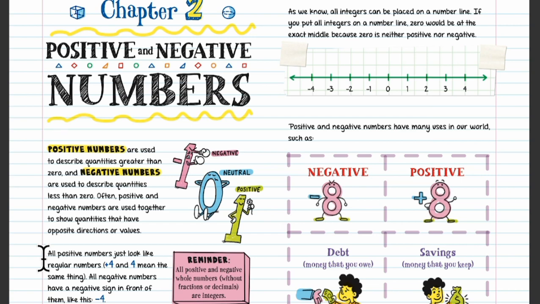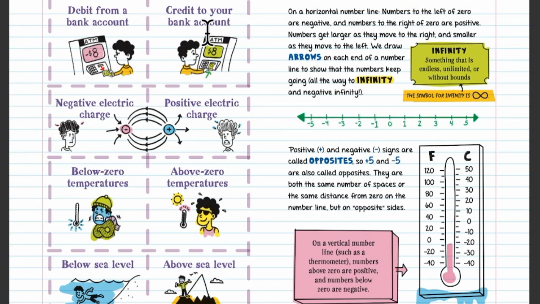Positive and negative numbers have many uses in our world, such as negative and positive, debt (money that you owe) and money that you keep, debt from a bank account and credit from a bank account, negative electric charge and positive electric charge, below 0 and above 0, below sea level and above sea level.